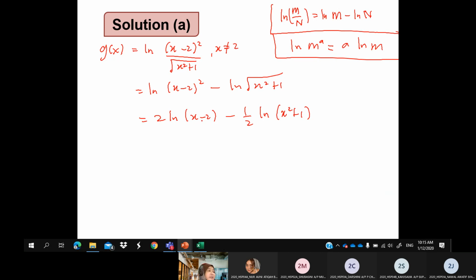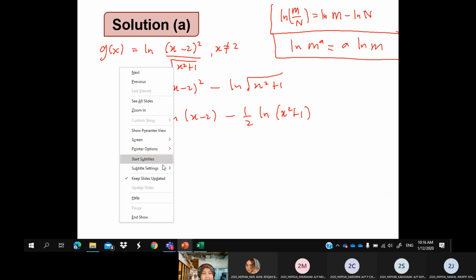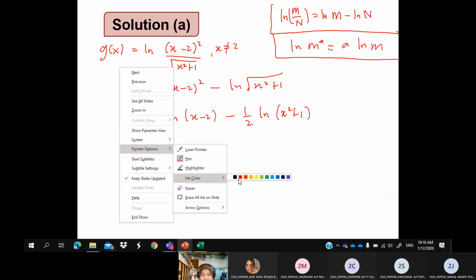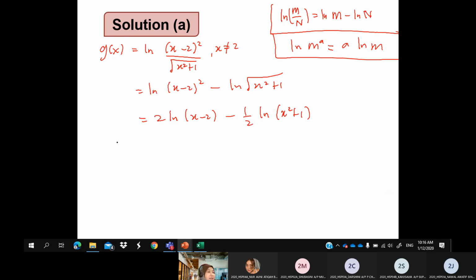Stay in the bracket. So here I still have not differentiated, still using g(x). Next, I'm going to differentiate the function g. Once you differentiate, write down g prime. Here 2 is a constant. ln turun darjat: differentiate x minus 2 to get 1 over x minus 2, minus one half, then turun darjat x squared plus 1. Differentiate x squared plus 1 to get 2x.